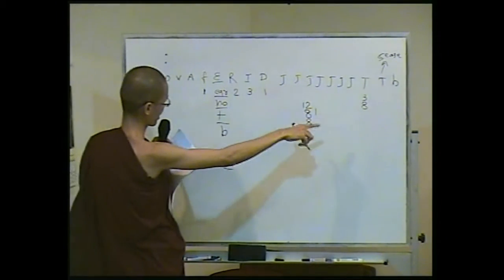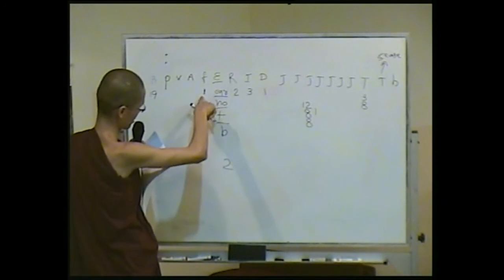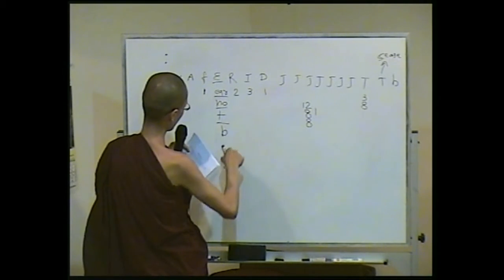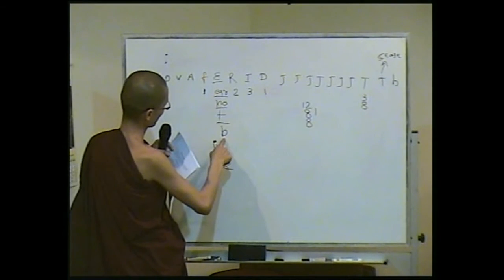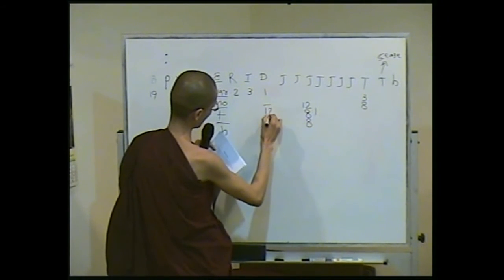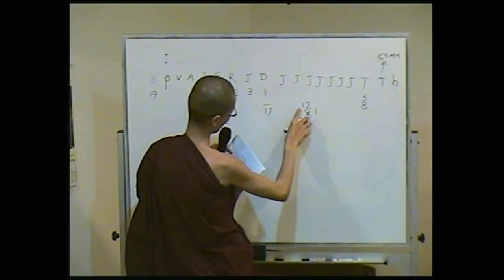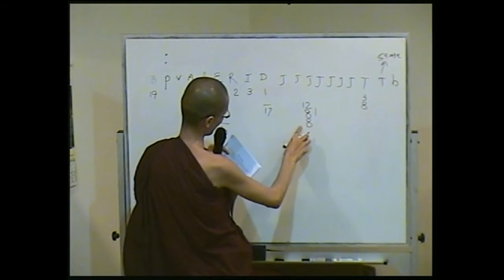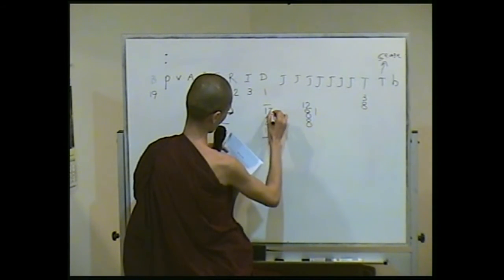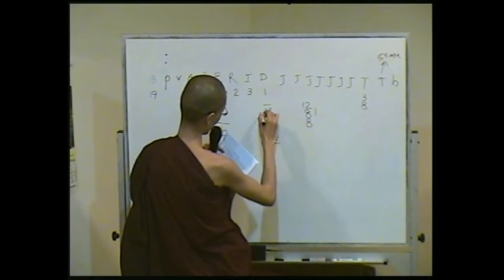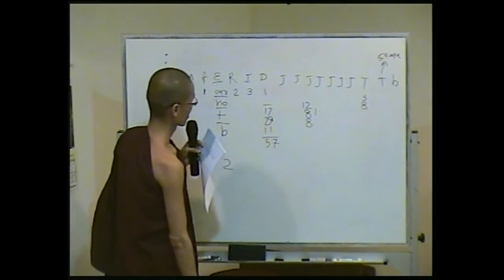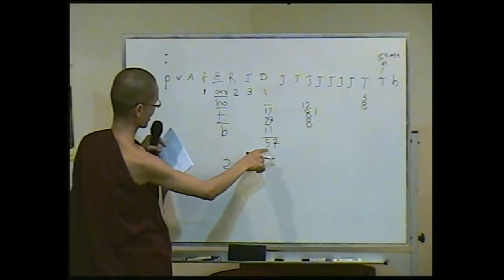So these are the chaitas that arise in the eye door. You can check this one. Adding them up, here 17, here 13, 21, 29, here 11, 16, 17, and so on. So 57 chaitas, 57 chaitas arise in the eye door.